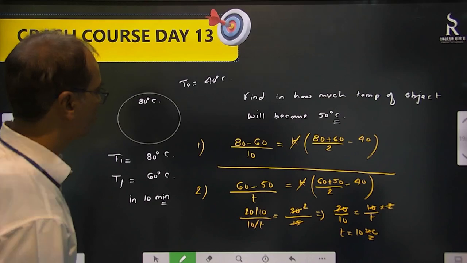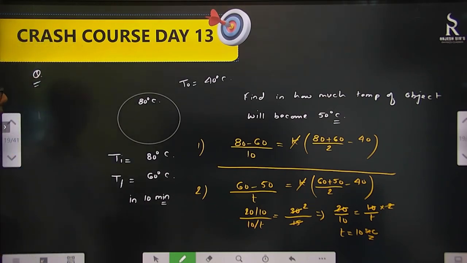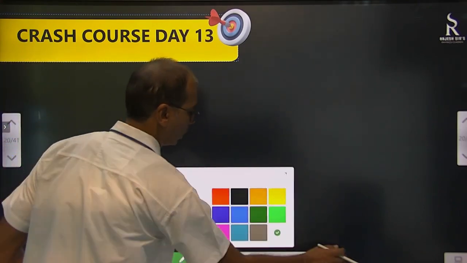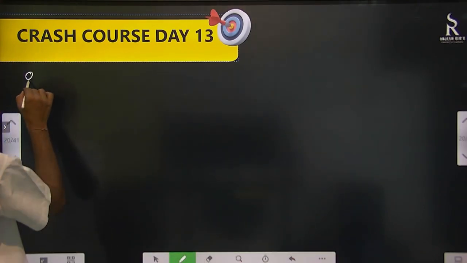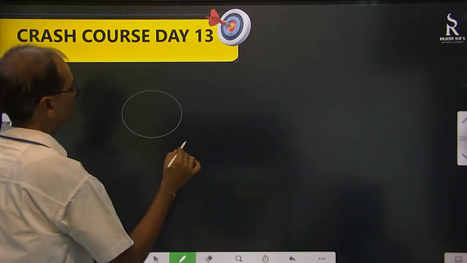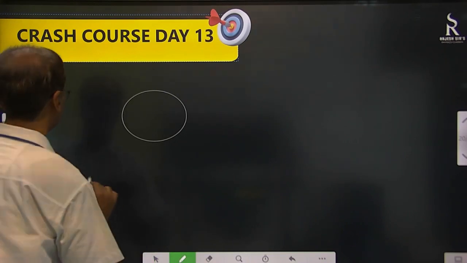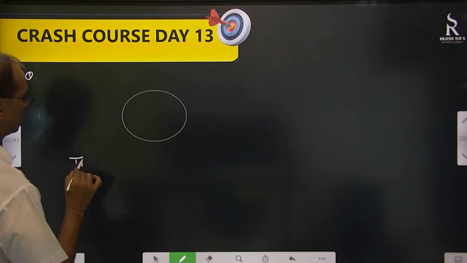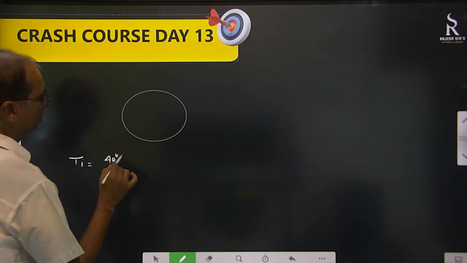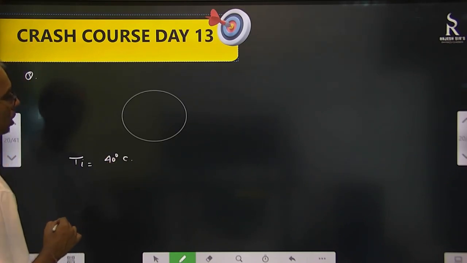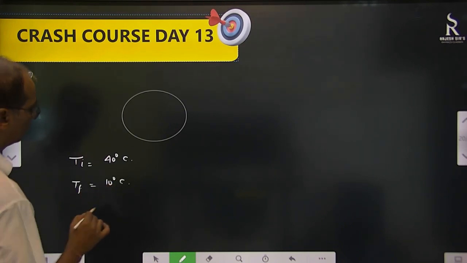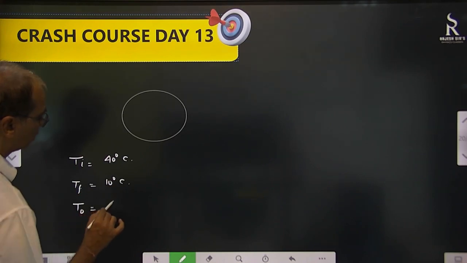These kinds of questions are there. One more you can solve if you want, the same way. One more we can solve, we have a little bit of time left. So here it is. This is the body, its initial temperature 40 degrees centigrade, and final temperature 10 degrees centigrade, atmospheric temperature 5 degrees centigrade.